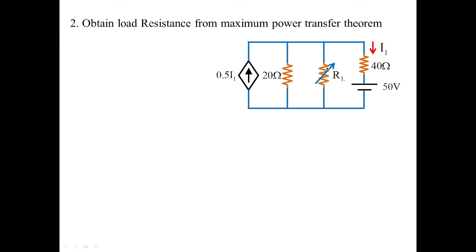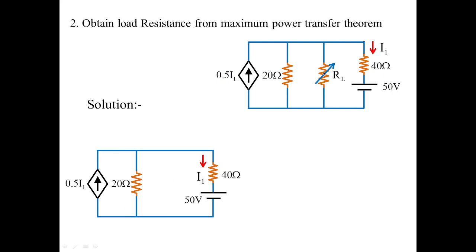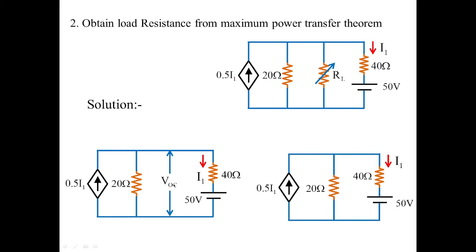Obtain load resistance. You can see there is a variable load resistance from the maximum power transfer theorem. So we need to apply the theorem to obtain the value of load resistance. For that, I have taken this main load out from the main circuit, and this is how the circuit looks. Here we need to find out the open circuit voltage and later on R equivalent. So this open circuit voltage is placed in parallel to 20 ohms as well as 40 ohms in series with 50 volts. In fact, VOC is measured over here. Is this clear? How we have shifted this V to this particular point?